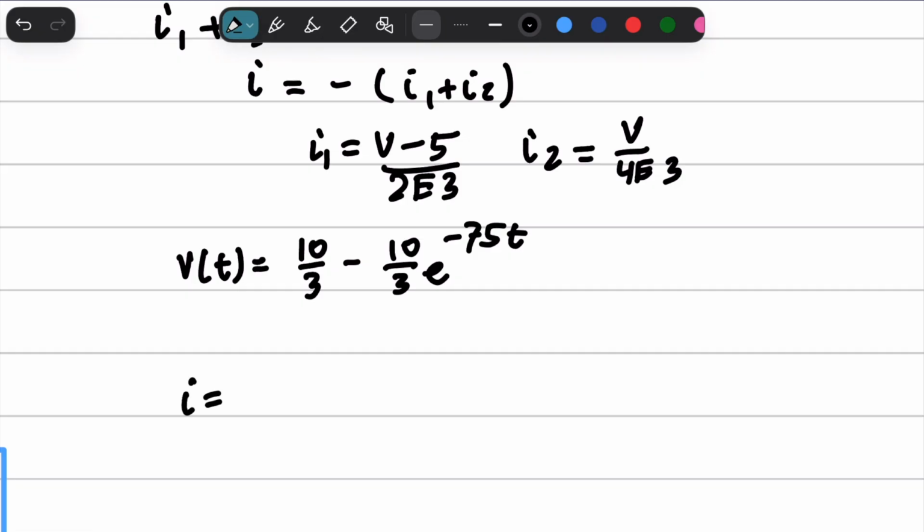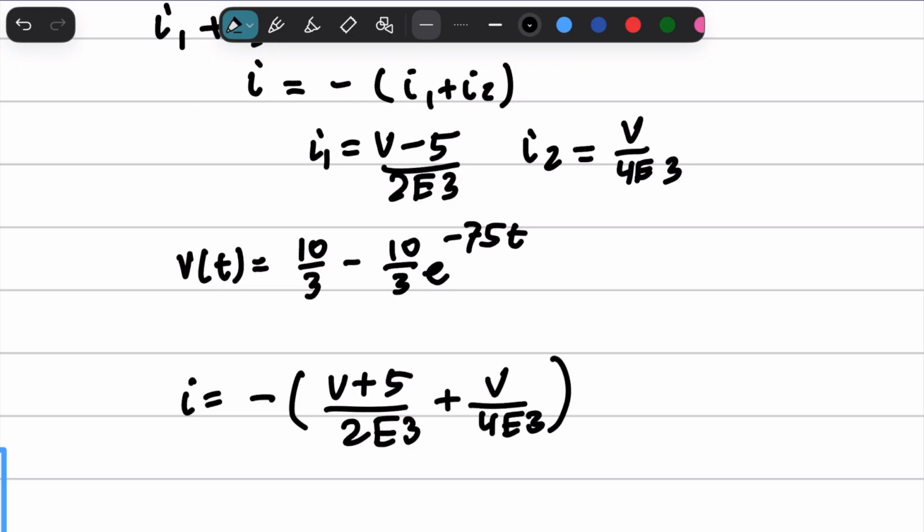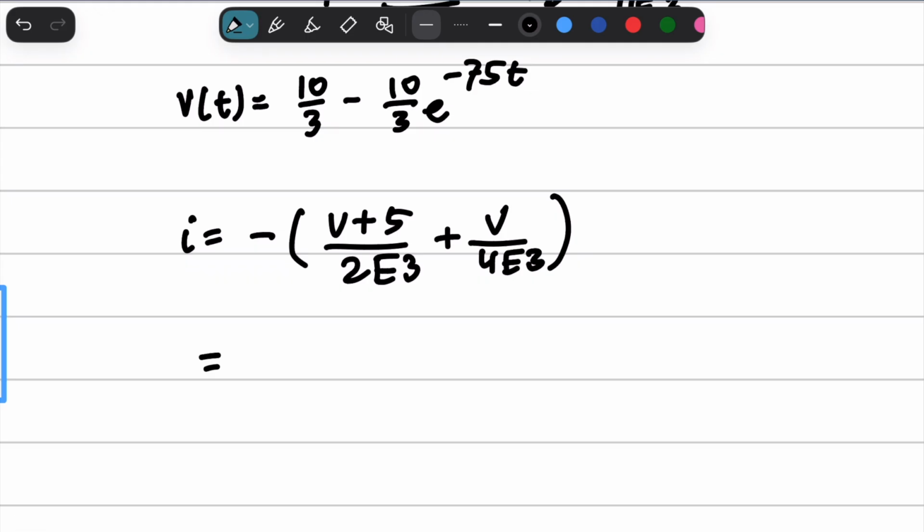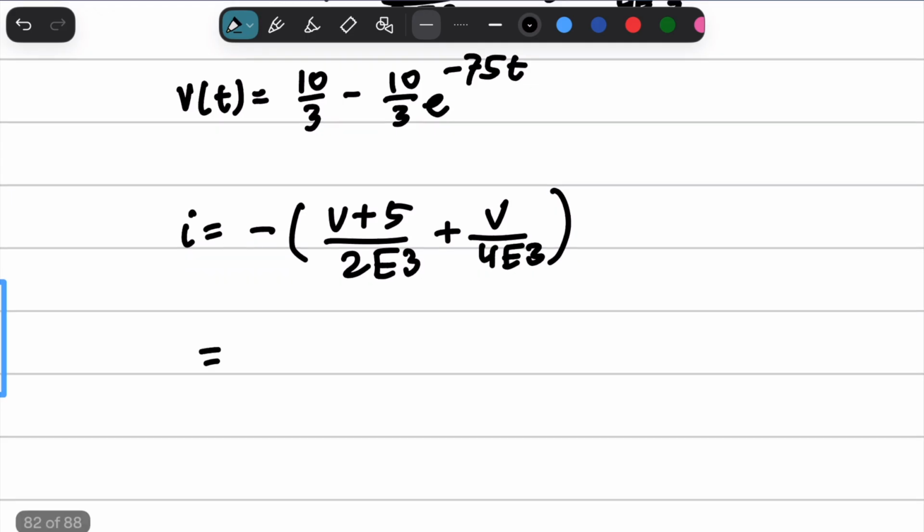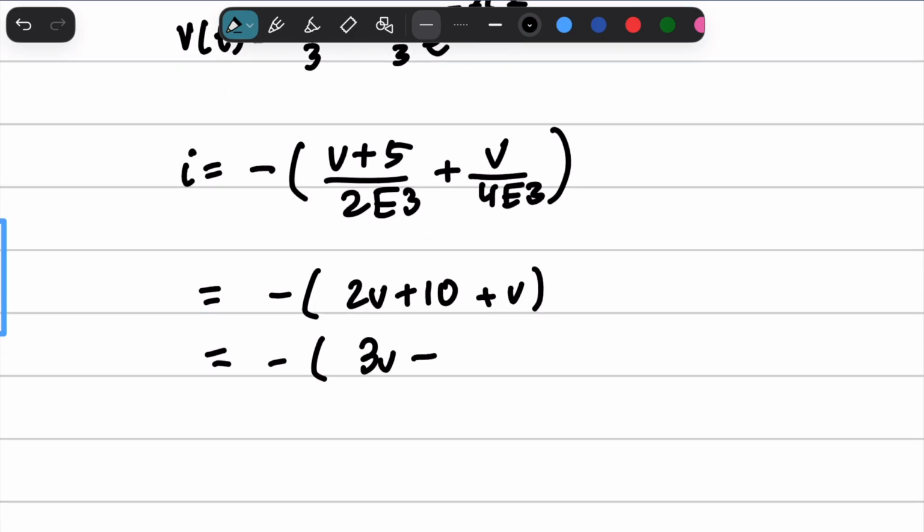So I is going to equal negative, and to make this even simpler, we're going to go ahead and just have everything in terms of V, and then plug in at the end, right? We're going to multiply both sides by 4E3, and we're going to get negative 2V plus 10 plus V equals negative 3V plus 10.